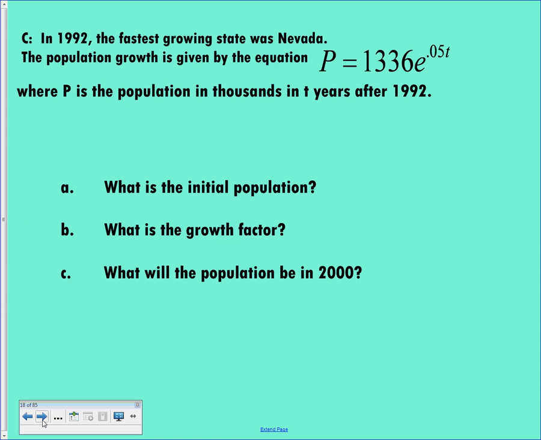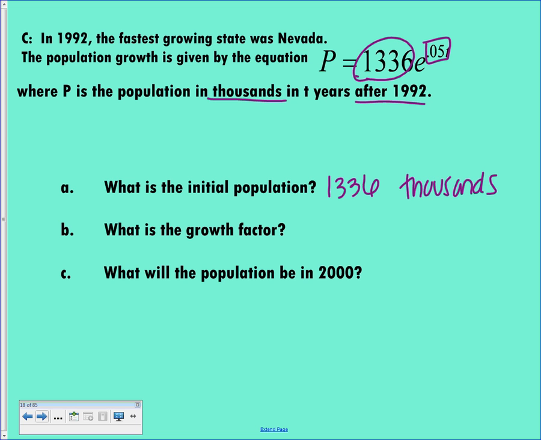Part C says in 1992, the fastest growing state was Nevada. The population was growing by this equation, where P is the population in thousands, after 1992. So I like to underline things that are good for me to remember, just picking out the information. The initial amount is always the first thing after the equal sign. 1,336,000, because we're talking in thousands, was the initial population. The growth factor, that's your R, comes from right here, 0.05 would be 5%. And then what will the population be in 2000?